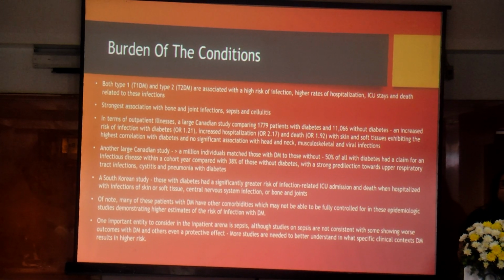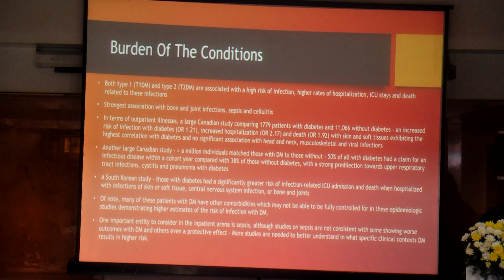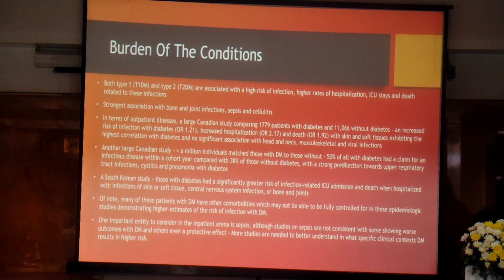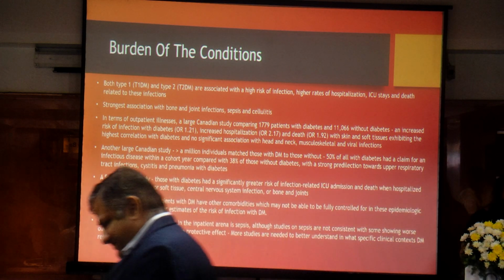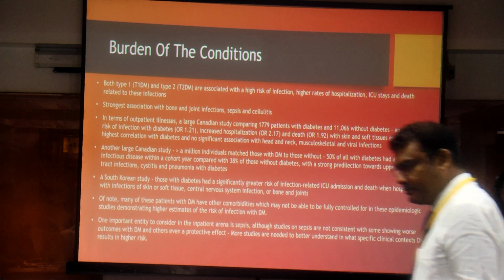So as we all know, type 1 as well as type 2 diabetes are both associated with a high risk of infection, higher rates of hospitalization, ICU stays, and death related to these infections as well. The strongest association, as per some studies, has been with bone and joint infections, sepsis, and cellulitis. A large Canadian study found that when they looked at 1 million individuals, in those with diabetes, at least 50% of them reported an infection in the first 3 months itself of the study, compared to 38% in those without diabetes. And again, there is a strong predilection towards upper respiratory tract infections, cystitis, and pneumonia with diabetes.